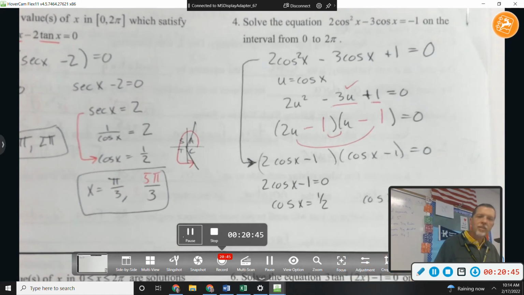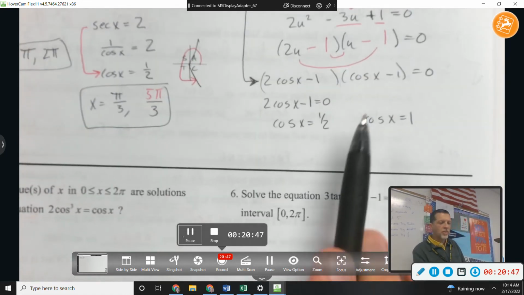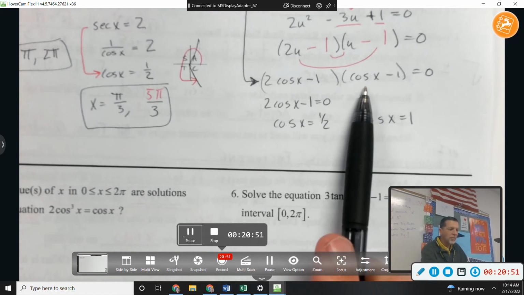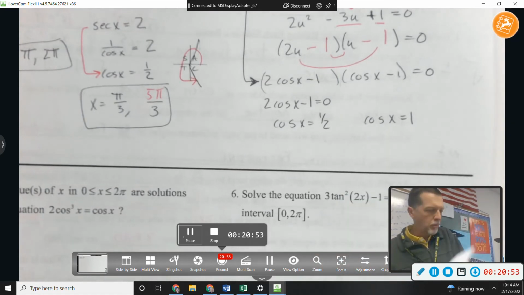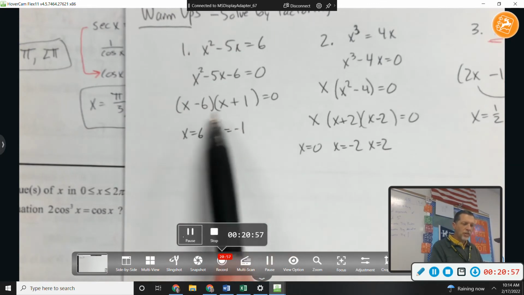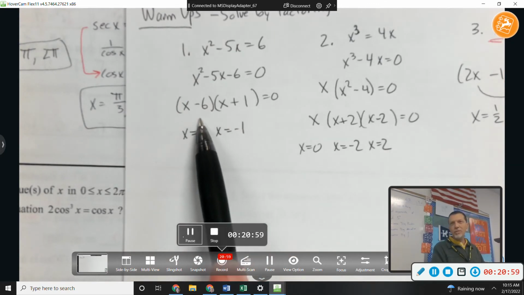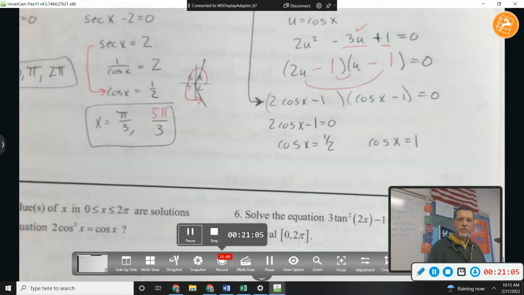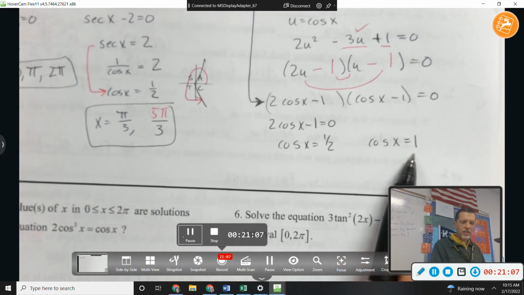And this is another place where people start skipping steps. Like you always skip this step when it's just, in fact, I don't even know that we showed the step when we did warm-ups. Yeah, x minus 6, x plus 1 equals 0. We did not show the step where we set them both equal to 0 because you've done it 100 times. You just move the 6 over, you move the 1 over. You can do the same thing here. Cosine of x equals 1.